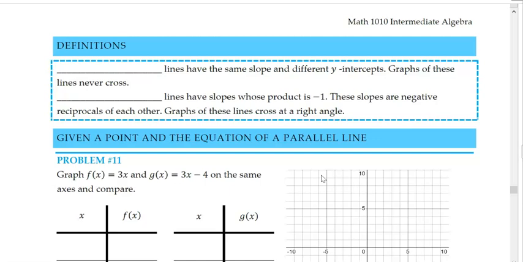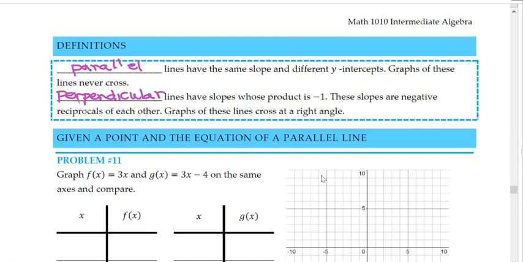All right, so now we're going to be talking about parallel lines and perpendicular lines. Parallel lines have the same slope, and they have a different y-intercept, whereas perpendicular lines have slopes whose product is -1. We call them negative reciprocals or opposite reciprocals.